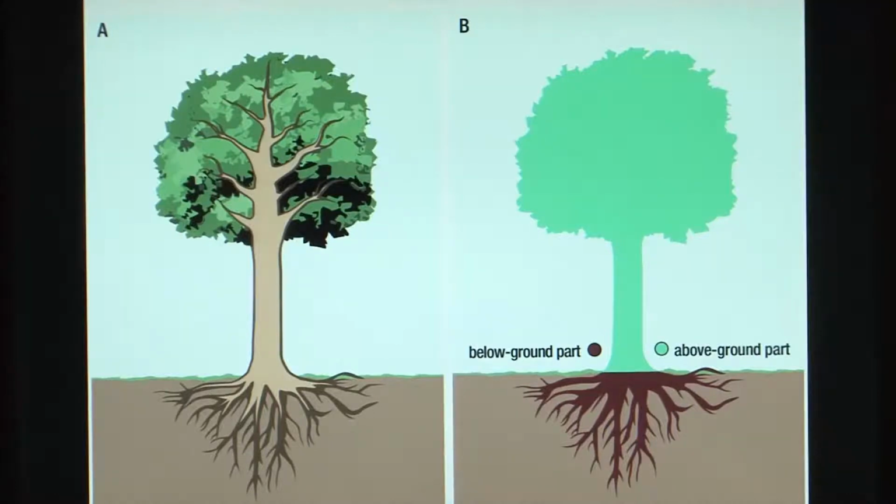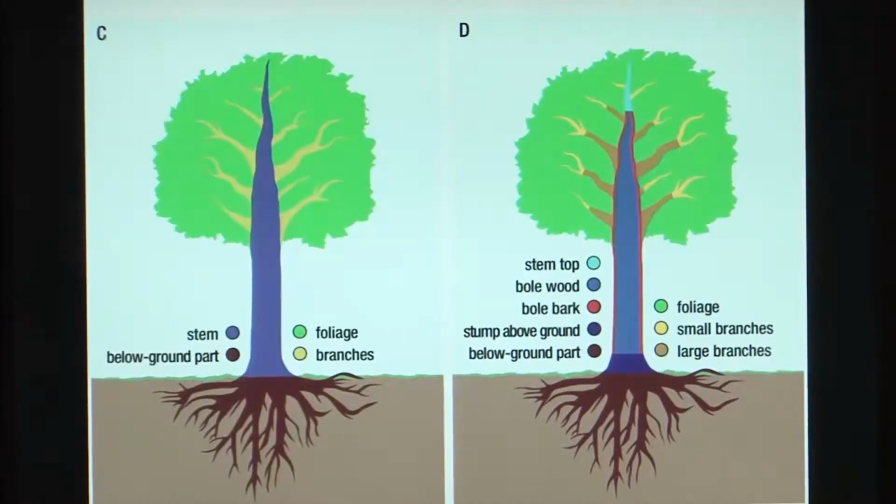The part above the ground is called the shoot system, whereas the part below the ground is called the root system. Now, these portions are further divided into stem, foliage, branches and the below ground part, as we can see in figure C, and in figure D we have further divided it into the stem top, bole wood, bole bark, stump above ground, below ground part, foliage, small branches, large branches and so on.